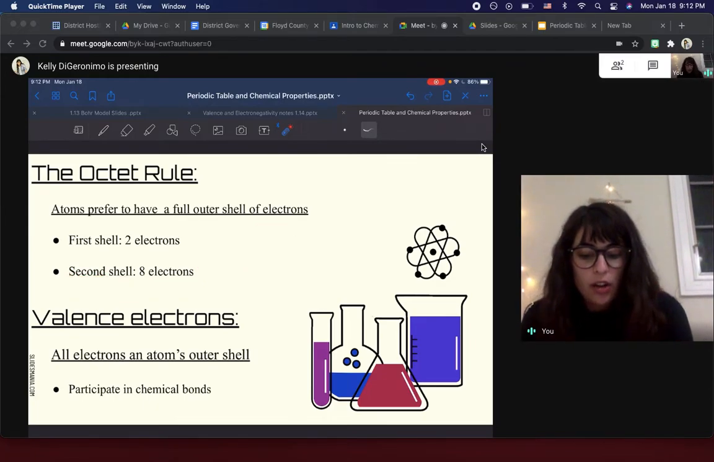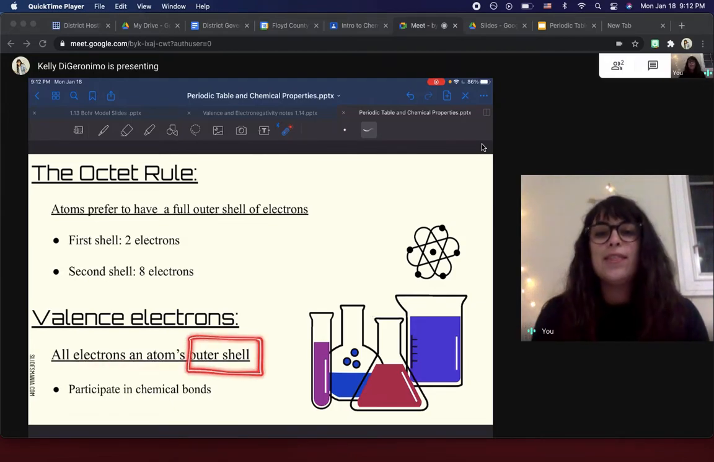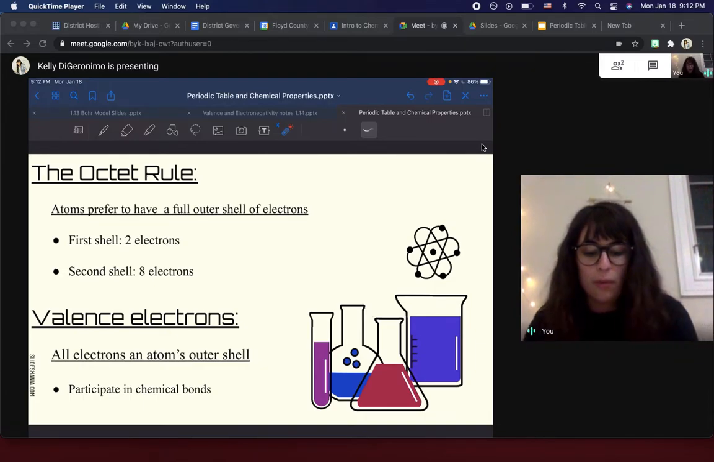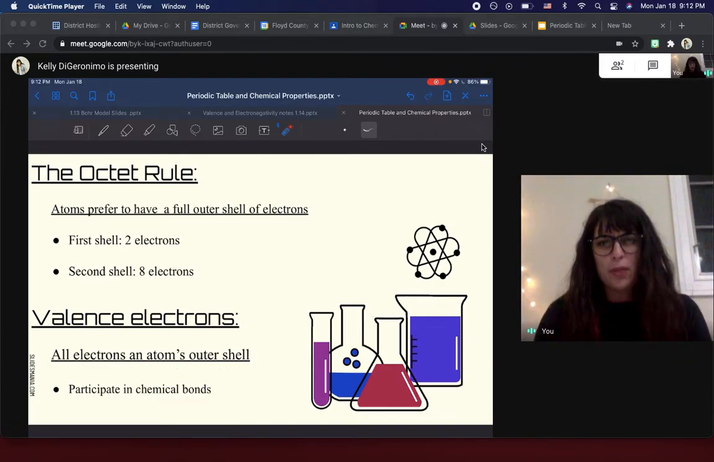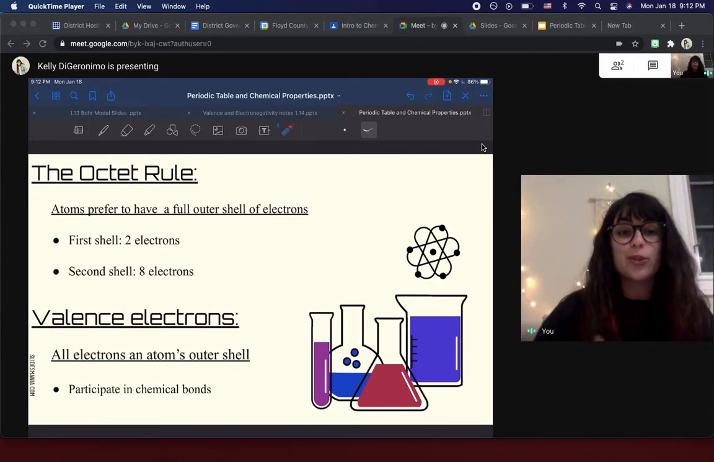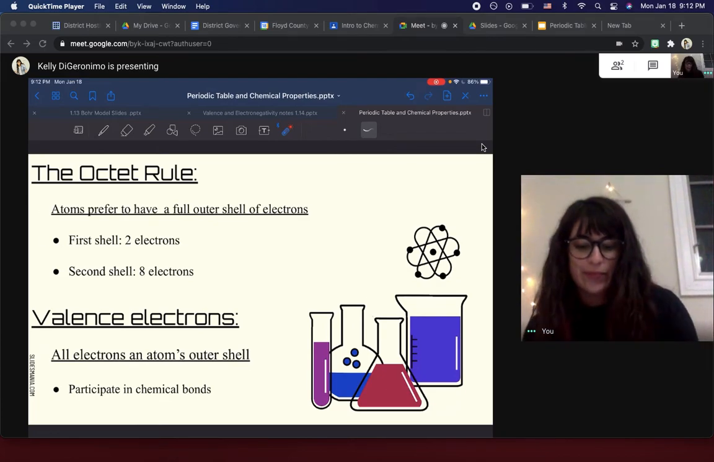Valence electrons are all the electrons just in the outer shell. And those are the ones that are going to be interacting with other atoms and making chemical bonds. We'll learn more about chemical bonds later. Just know that the valence electrons, those are the ones putting in the work. Those are the action electrons.